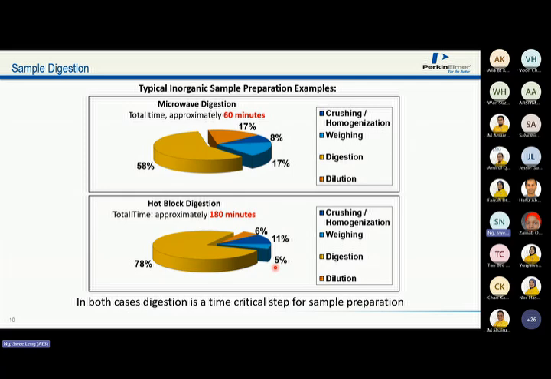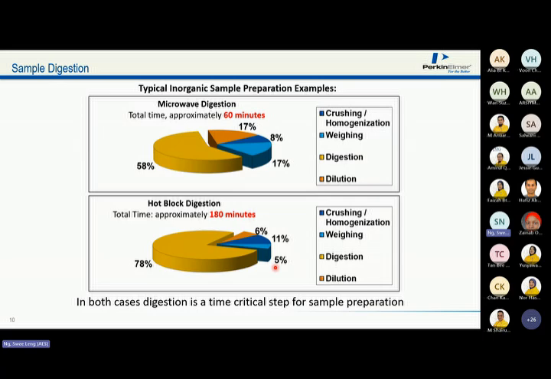So if we say, maybe I don't want to invest in the microwave, I want to use a hot block to digest, then now we compare microwave digestion to the hot block. In microwave digestion, it is already time consuming. It will take about 1 hour for you to weigh your sample, put in the acid, close the vessel, load it into the rotor, digest, then mark up. So that is time consuming.